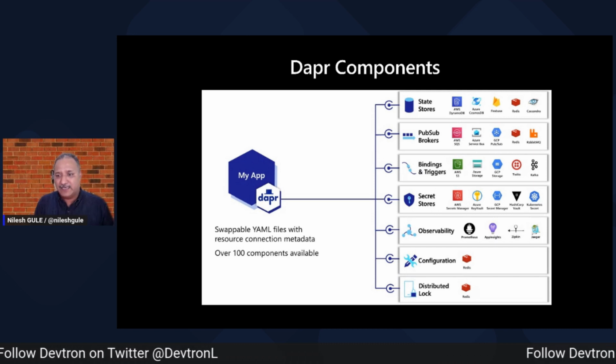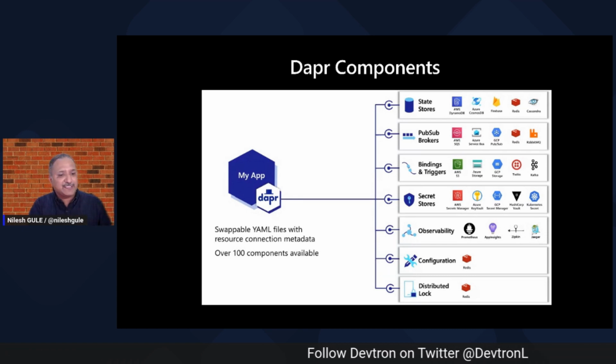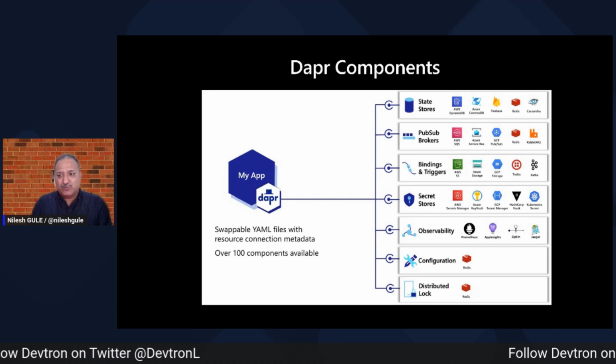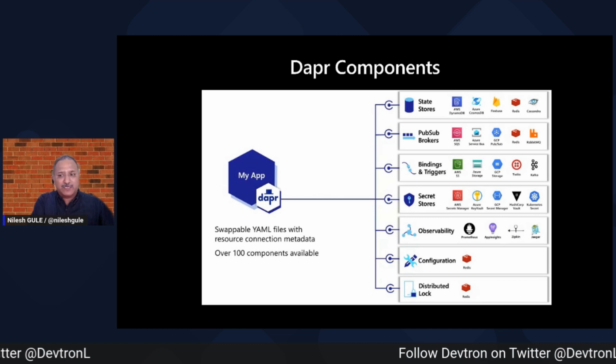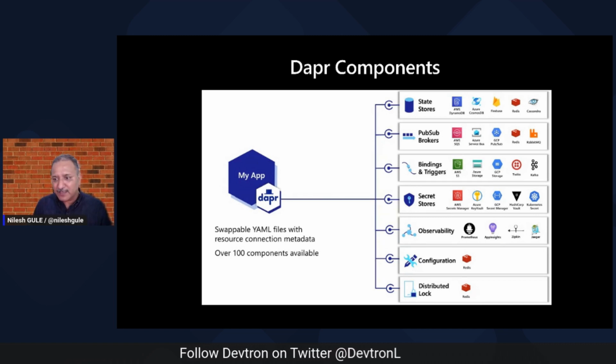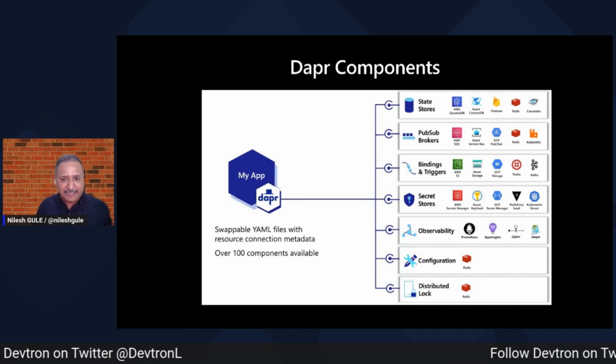Only thing that I need to change is that component configuration and the metadata, which is required for the code to connect to that particular component. So if I want to connect to Redis, I need to provide the metadata for connecting to the Redis cluster or Redis server, and same thing for the others. So with this, it makes the application development really, really easy.